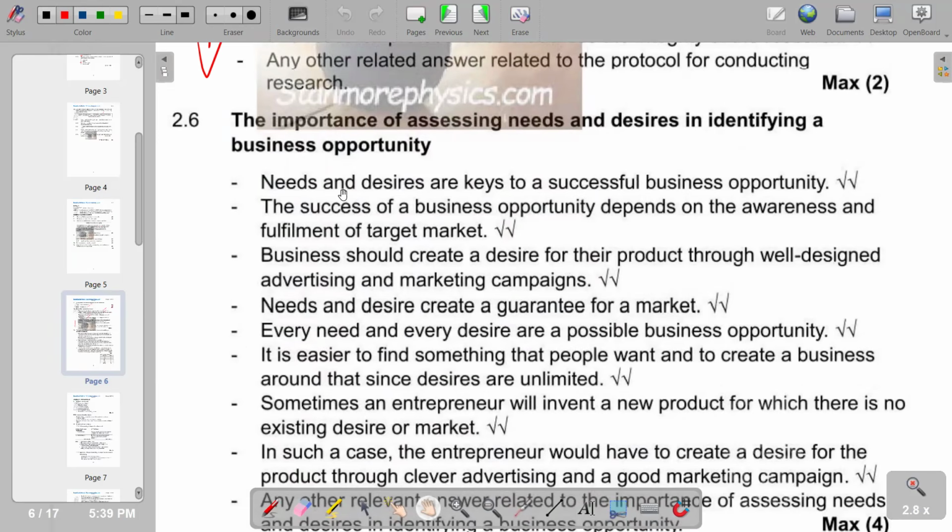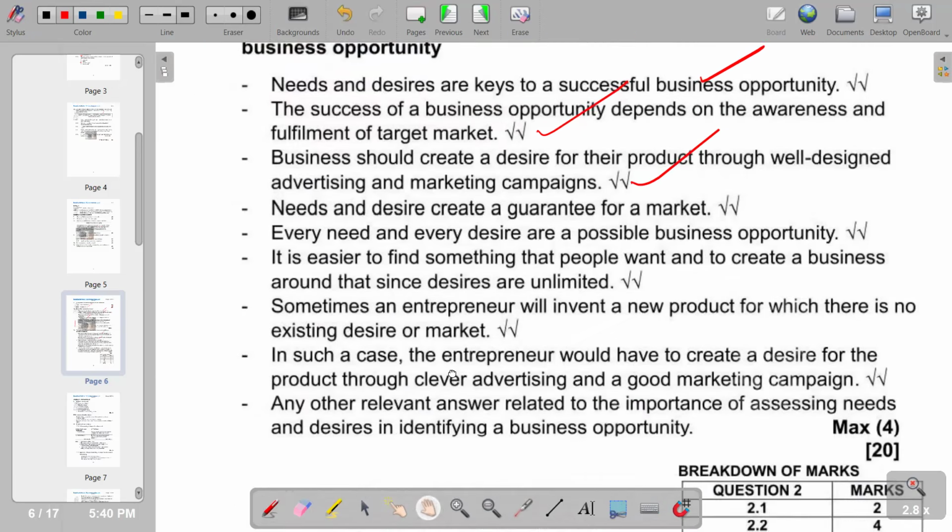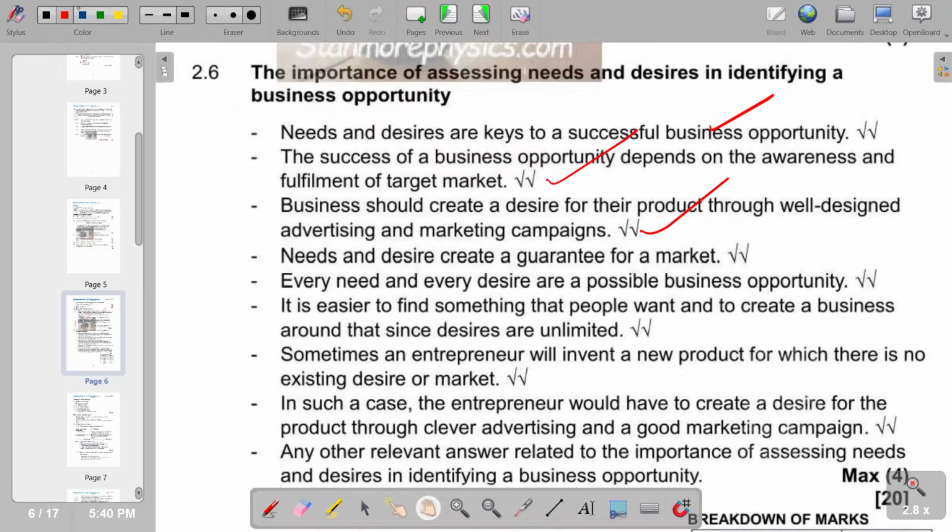The first point reads: needs and desires are keys to a successful business opportunity. The success of a business opportunity depends on the awareness and fulfillment of a target market. And the business should create a desire for their product through well-designed advertising and marketing campaigns. You see that our question has 4 marks, so obviously 2 points will be enough. But we have further points that are also correct.